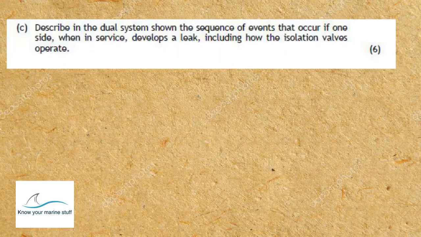Part C for 6 marks. Describe in a dual system the sequence of events that occur if one side, when in service, develops a leak, including how the isolating valves operate.